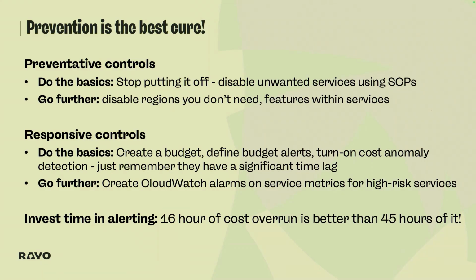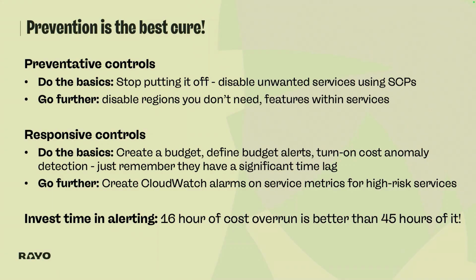So prevention is the best cure. So do the basics. Stop putting it off. And I know what it's like because I've been there. Go into SCP, set up the services you want, enable it across your organization. And then go further. You can do things like disable regions. You can start putting features of services into that list. And once you've done that, then think about responsive controls.